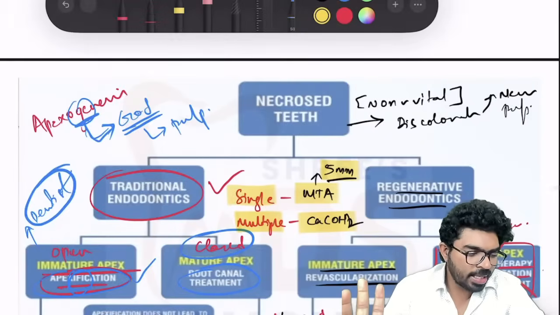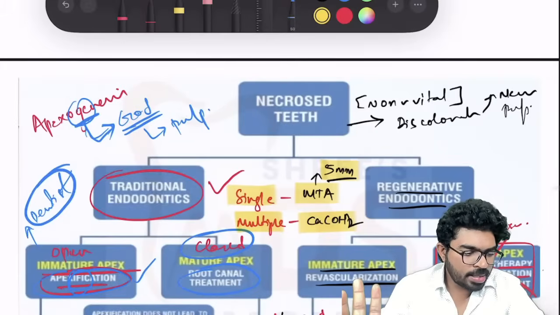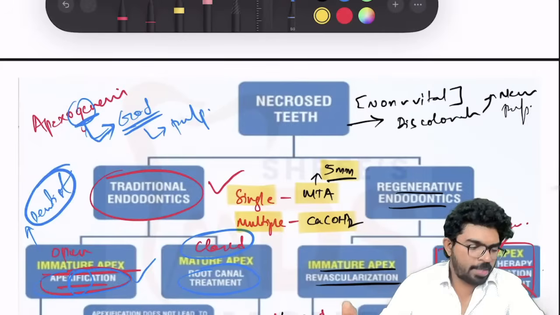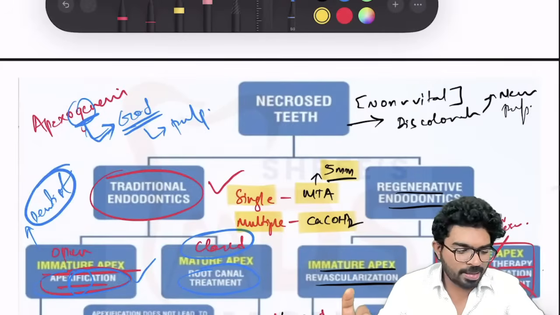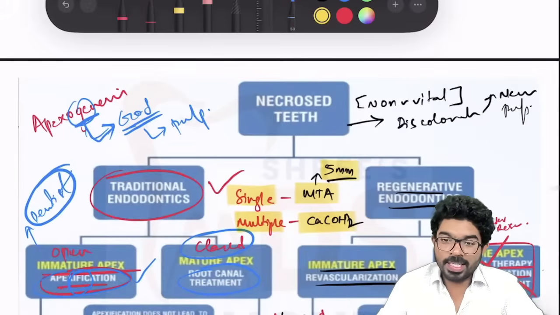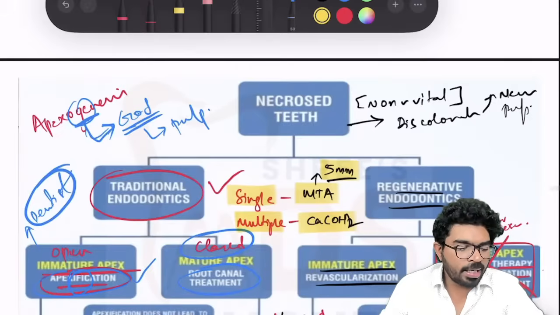Yes, someone is telling regenerative endodontics. Navya is telling apexification. Apexogenesis is not going to happen. There is no God. I told you, for apexogenesis, God should be there. No God, because it's a non-vital tooth. Because discoloration is there, vitality is non-vital.